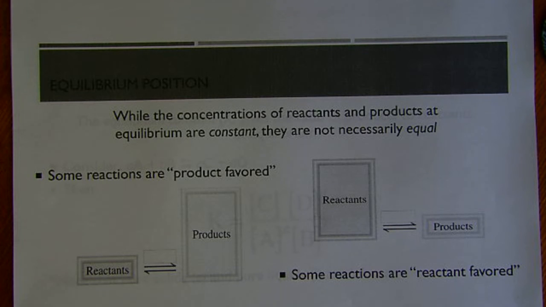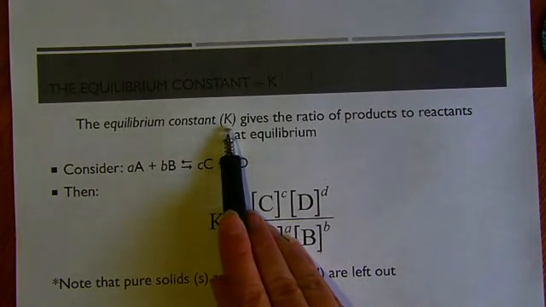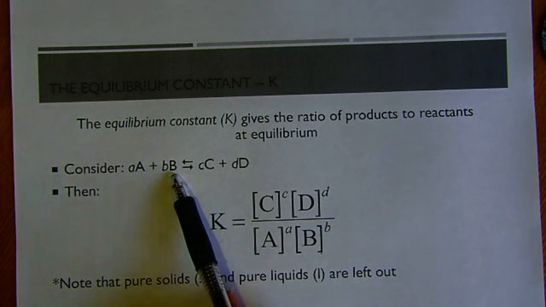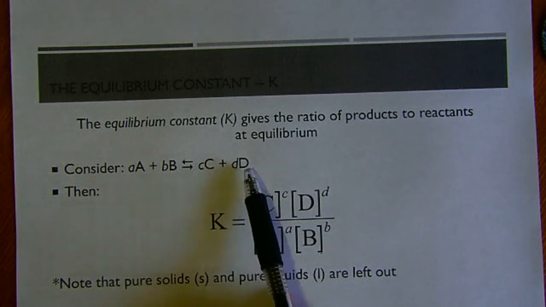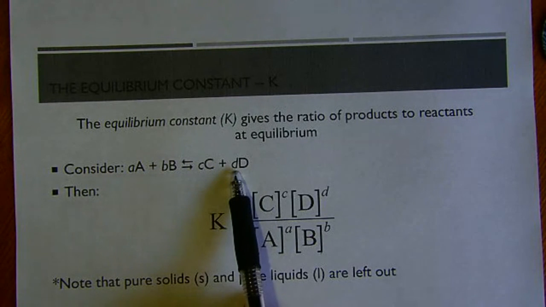The measure of the product favoredness or the reactant favoredness of a reaction is given by the equilibrium constant, which is represented by capital K. The equilibrium constant gives the ratio of the products to the reactants at equilibrium. So let's say, for example, A and B are in equilibrium with C and D. Our lowercase italicized letters in front are our coefficients in our balanced chemical equation.